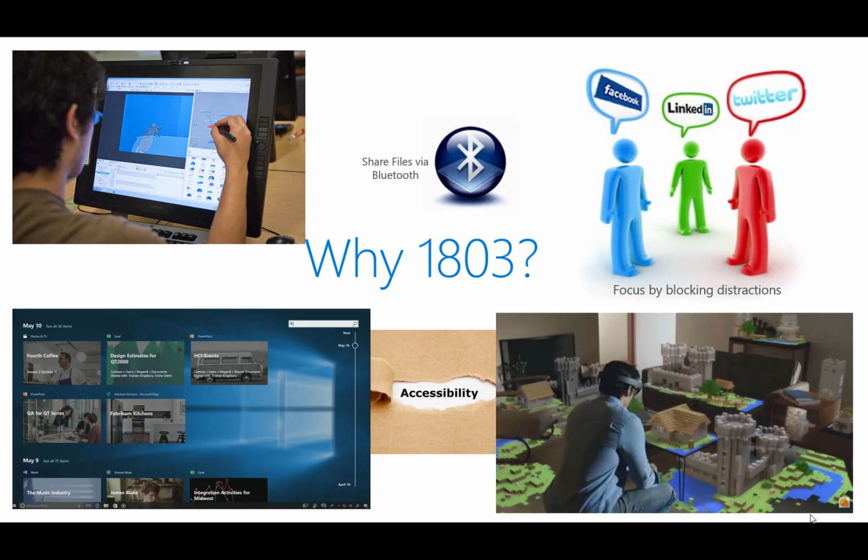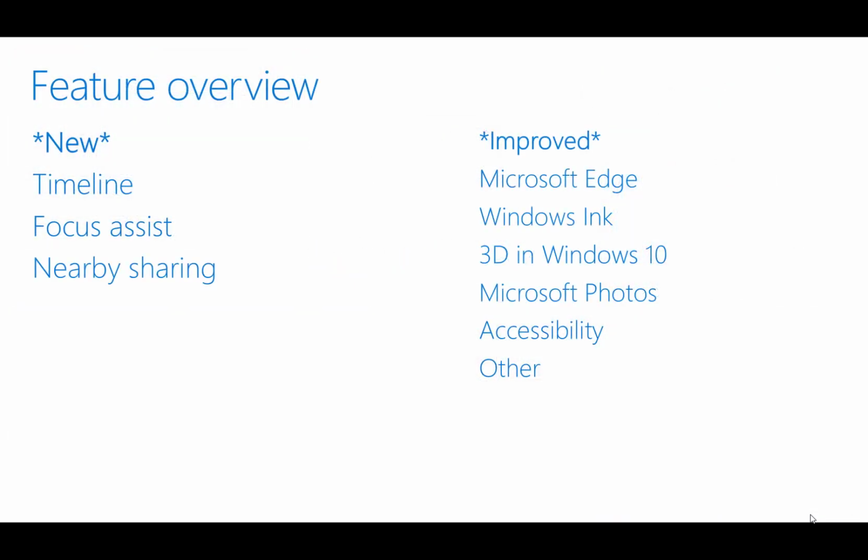So why 1803? Well, the Windows 10 April update was designed to help you make the most of your time. You'll be able to share files over Bluetooth, find focus by blocking out distractions, and you'll even be able to go back in time to search for projects on your PC and phone. So it's also packed full of tools that you need to boost creativity and get more done. Some of the features we're going to discuss today are the new features of Timeline, Focus Assist, and Nearby Sharing. We'll also discuss some improved features with Edge, Ink, 3D, Photos, and Accessibility, and some others.